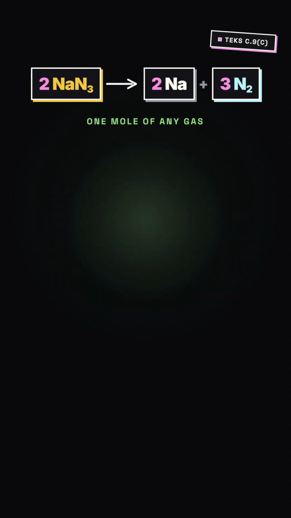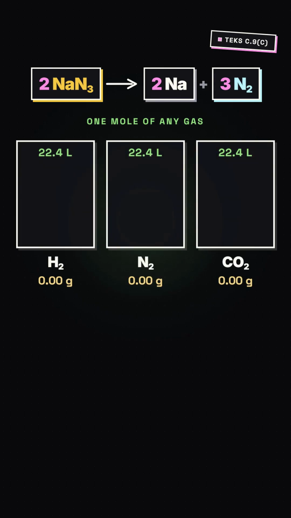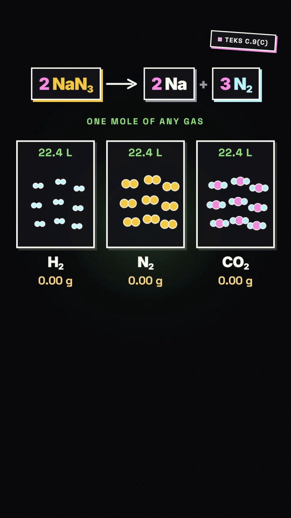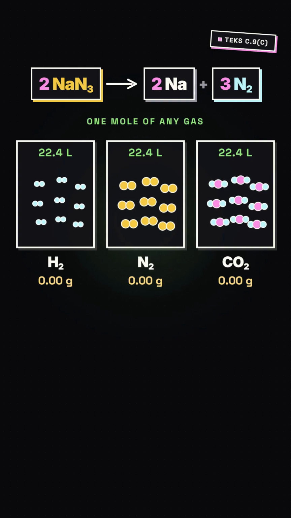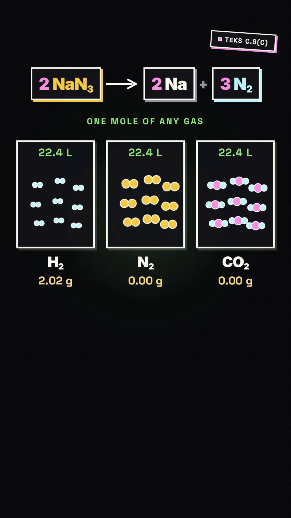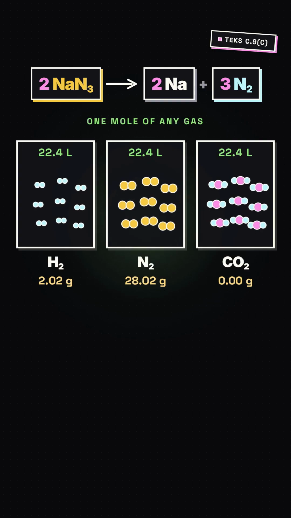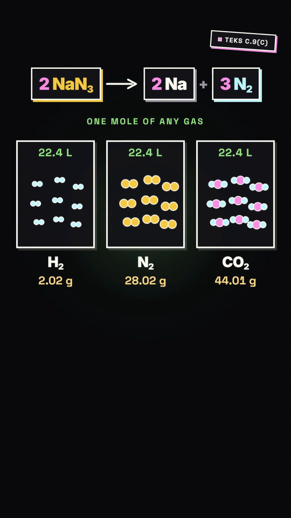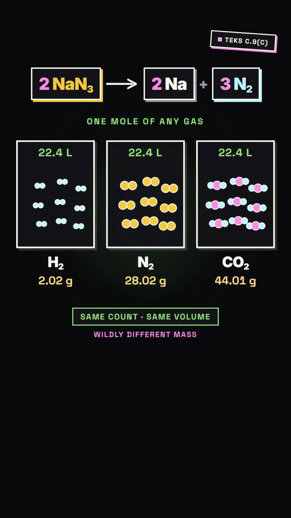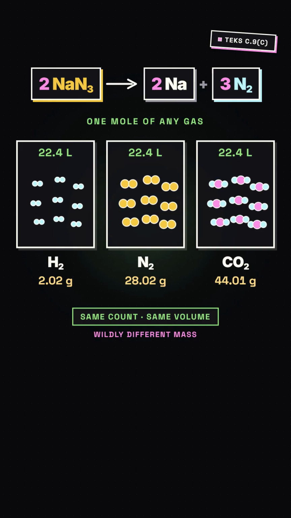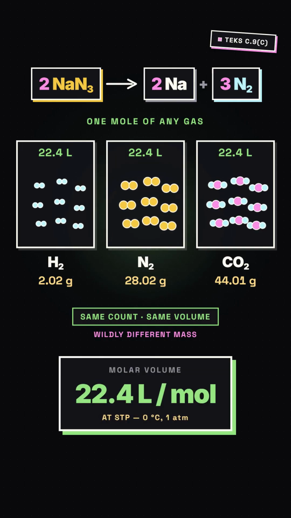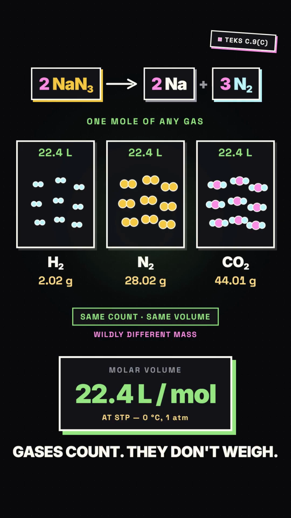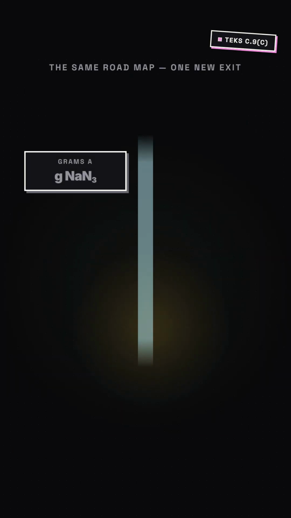Here's the fact that makes gas problems easy. 1 mole of any gas at standard temperature and pressure takes up 22.4 liters. Any gas. Hydrogen, nitrogen, carbon dioxide: 2 grams, 28 grams, 44 grams. Completely different masses, exactly the same volume. Gases barely care what they are. They only care how many. And this is the whole trick.